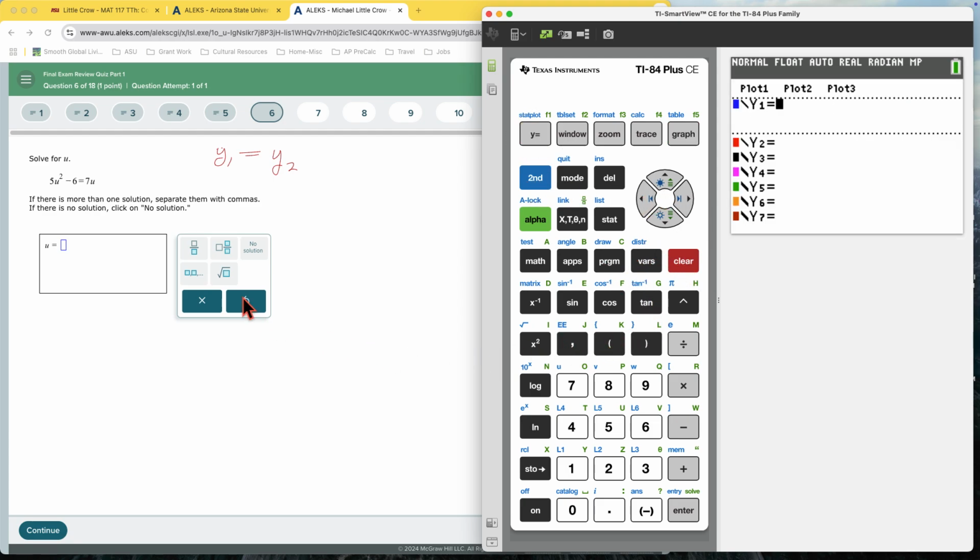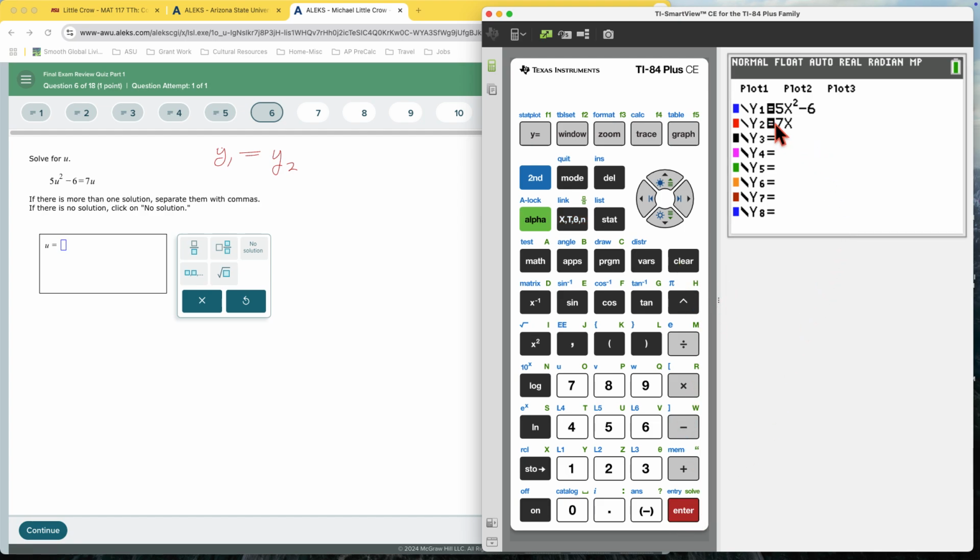So the left side is 5u, which we'll enter as x squared, and we arrow over to -6. That's the left side. Enter. For y2, we're going to put everything from the right side, which is simply 7u, or 7x. And now when we graph these, we are graphically going to solve this wherever they're intersecting. That's where the solution is.